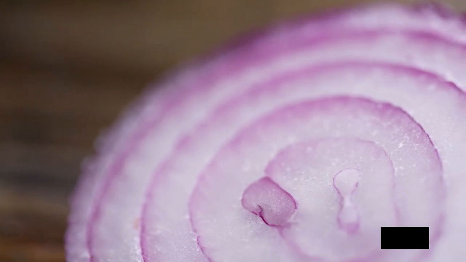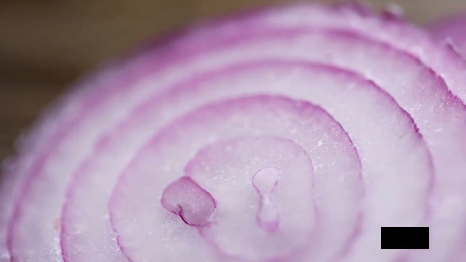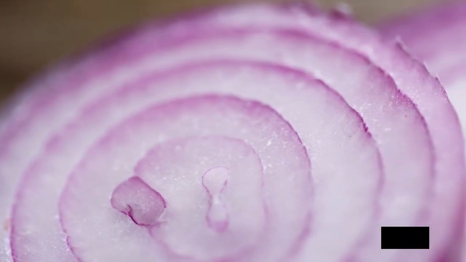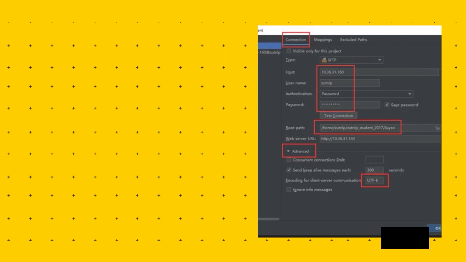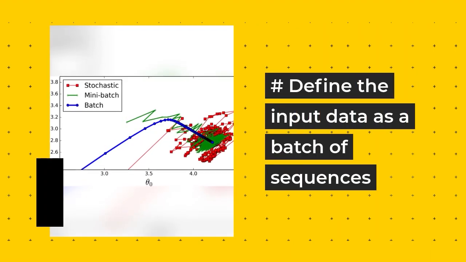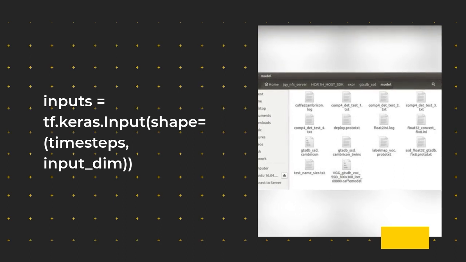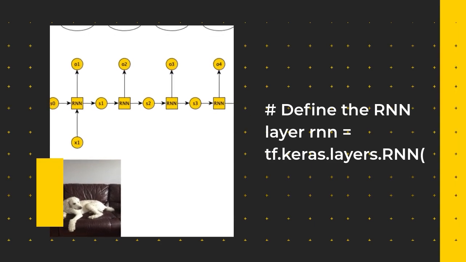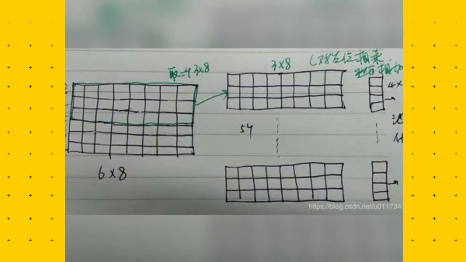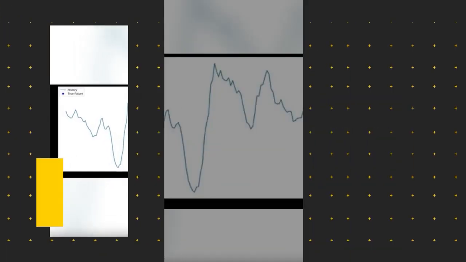Import TensorFlow as tf. Define the input data as a batch of sequences. inputs = tf.keras.Input(shape=(time_steps, input_dim)). Define the RNN layer. rnn = tf.keras.layers.RNN(tf.keras.layers.StackedRNNCells(tf.keras.layers.LSTMCell(units), tf.keras.layers.LSTMCell(units)), return_sequences=True).